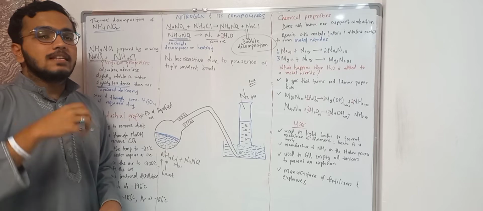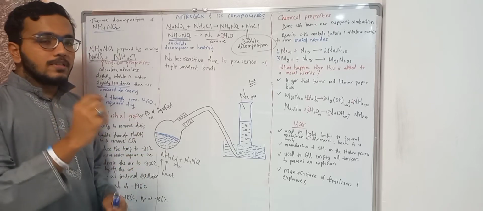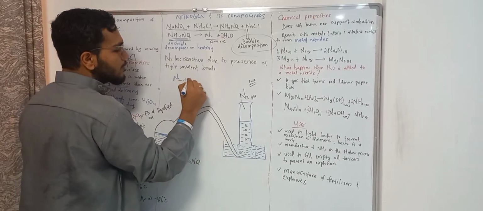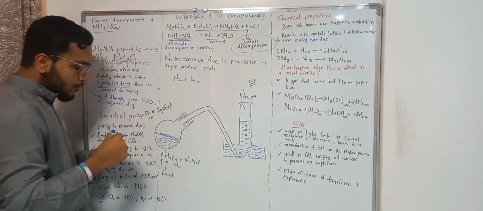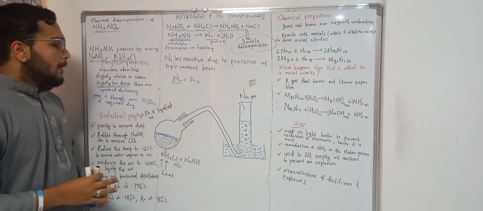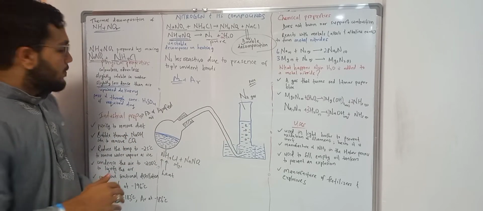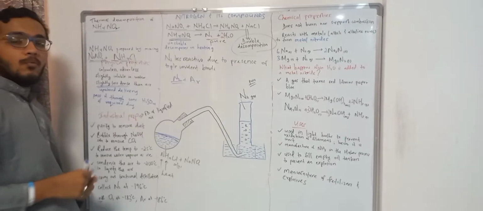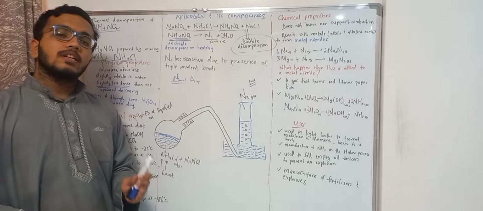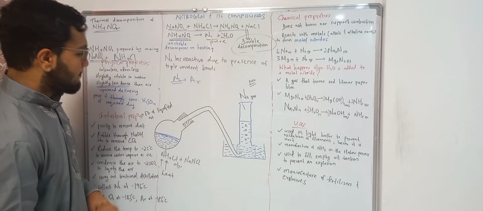Impure nitrogen is denser than air. Why? Because it is mixed with argon. So when nitrogen is mixed with argon, it becomes denser than air. But pure nitrogen is slightly less dense, so it can be collected by upward delivery. Now, when nitrogen gas is required dry, you pass it through concentrated sulfuric acid.